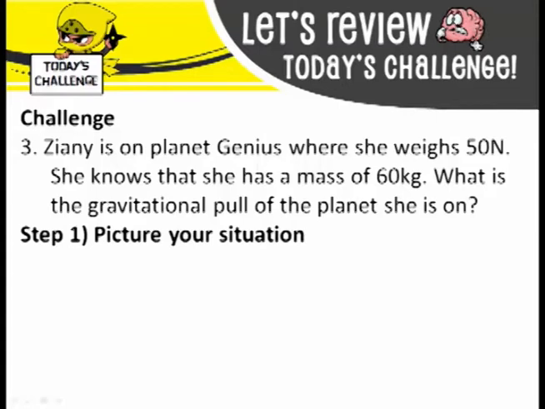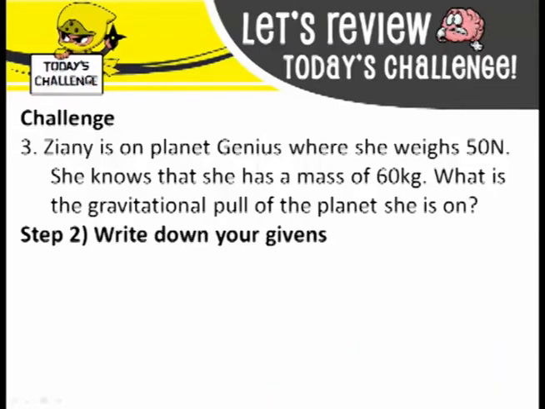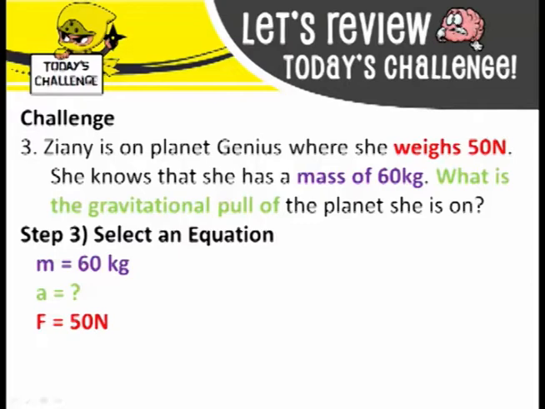So we have to picture our situation first. Here we have Ziani chilling on her planet. Woot woot. Alright, next we're going to be writing down our givens, and again you can tell just by the units if you weren't sure what weight is. Weight is a type of force. You can tell because it's in newtons. So we have a force of 50 newtons, we have a mass of 60 kilograms. Gravitational pull is going to give us an acceleration. So if we select our equation, it's going to be F equals ma.